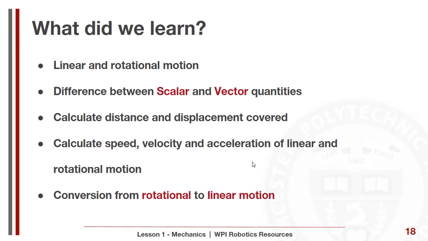The linear motion that we discussed in this lesson was just for one dimension, which is sufficient for this level, but we have additional resources which discuss linear motion in 2 dimensions. And then we finally looked at the conversion of motion from rotational to linear, which is a very important part for robotics, especially for mobile robots. The reverse, which is from linear to rotational motion, is much less common, and we did not discuss that in this lesson.